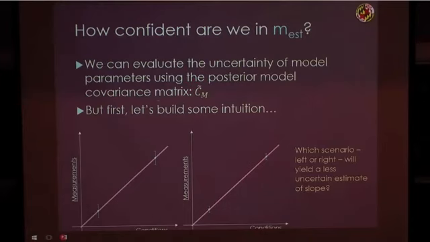But before that, let's build some intuition, because if we start looking at this matrix, it might not give us the intuition that we desire. So here I put two even-determined problems. We have two data points, and we're trying to fit a line through them. In this case, the data points come with slightly larger uncertainty than in this case. So I ask you, which scenario, left or right, will yield a less uncertain estimate of slope? Someone can shout out. Less uncertain means more certain, more confident.